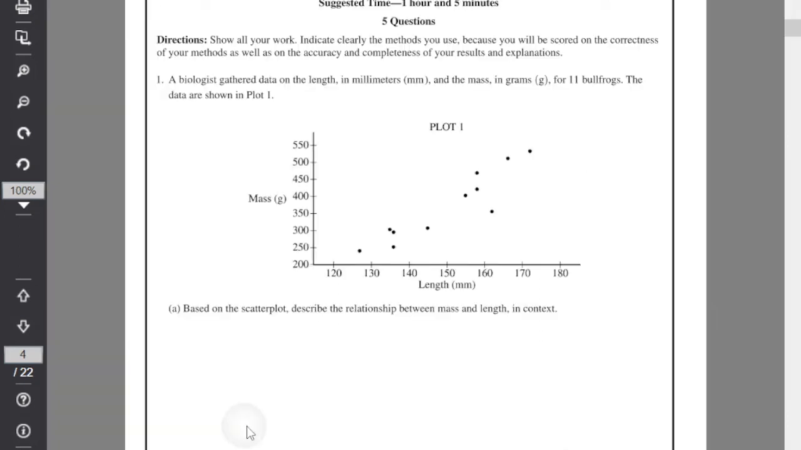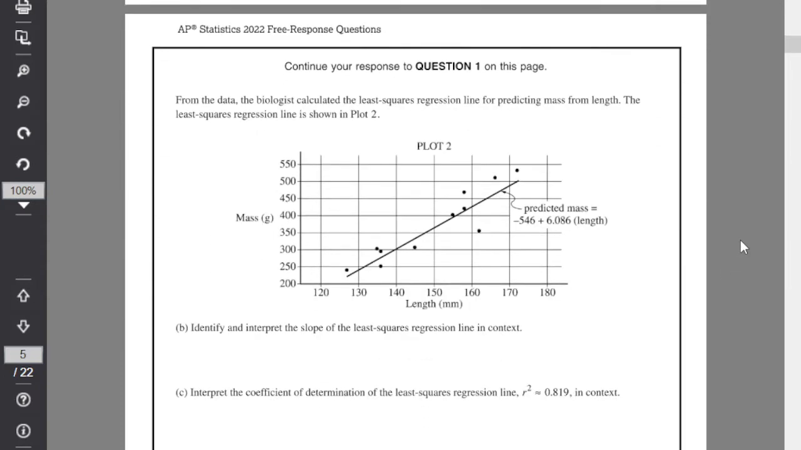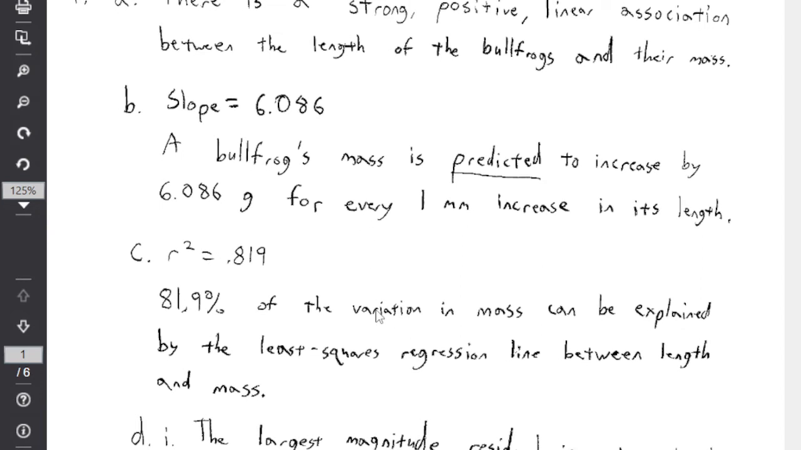Then part B gave you the equation and asked you to identify and interpret the slope. So first of all, you needed to identify it, which was 6.086. And then make sure you have the word predicted in that interpretation of slope. Bullfrog's mass is predicted to increase by that amount for every 1 millimeter increase in its length. Or you can flip the direction that you interpret that, but that's your interpretation of slope.